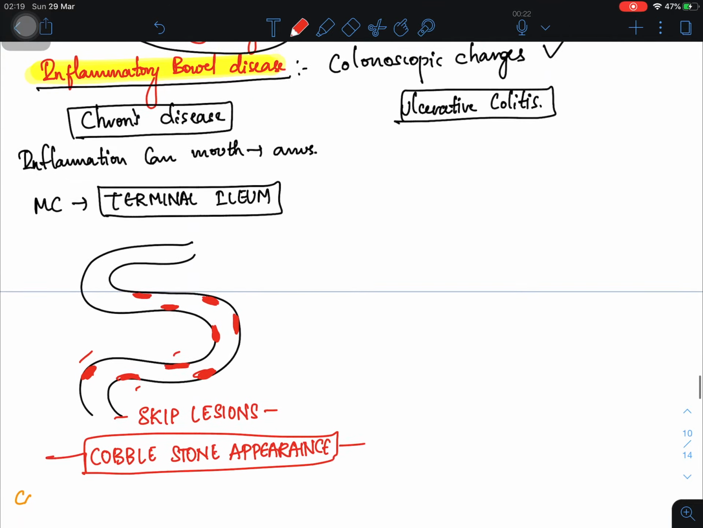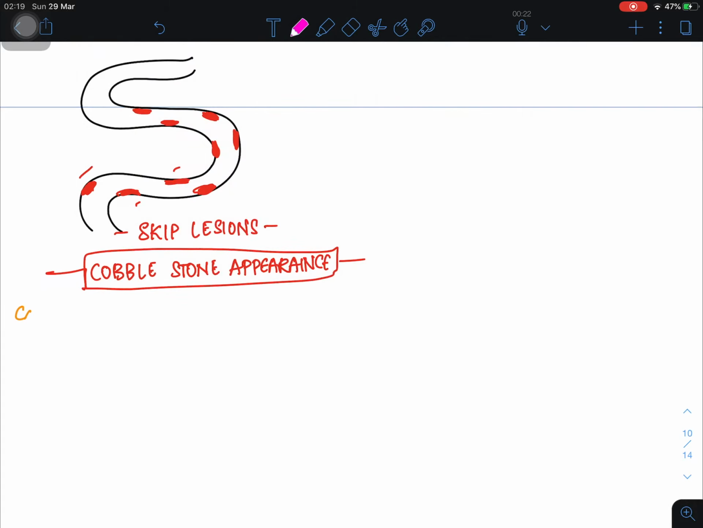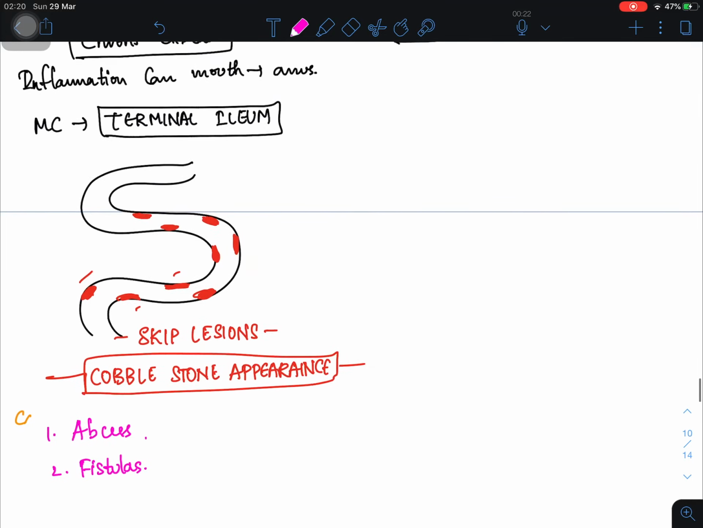Now, if I am not treating this patient, what will happen? Of course, he will develop complications. What complications can he develop? He can develop abscesses and fistulas. Abscesses and fistulas are the most important complications in Crohn's disease.